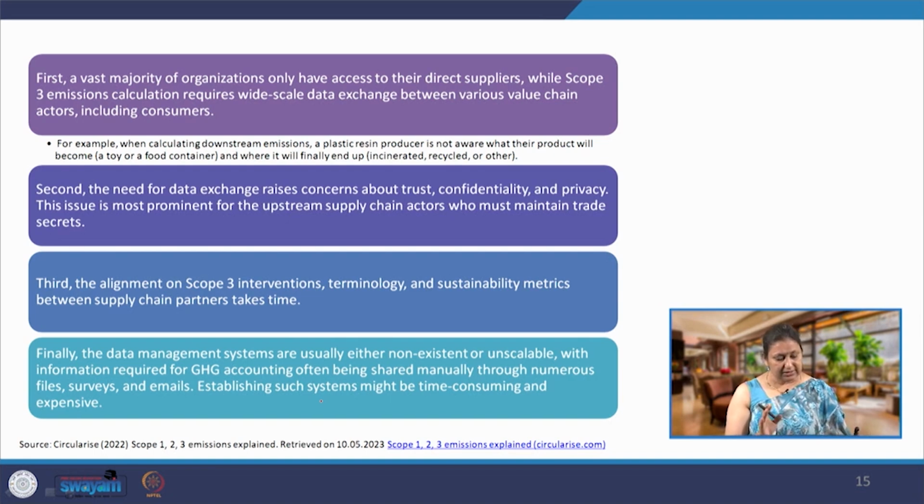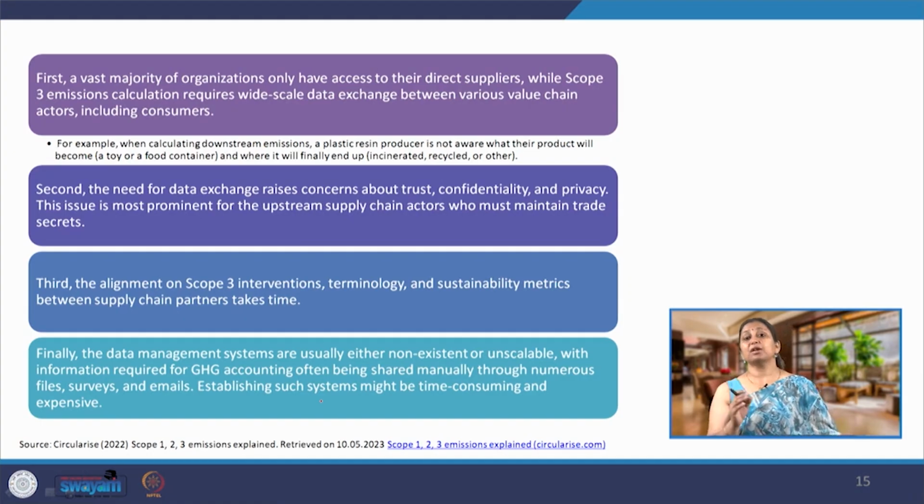And finally, the data management systems are usually either non-existent or they cannot be scaled up with the information required for GHG accounting. It has to be done manually, and that might itself bring in a lot of anomalies or disruptions in the calculations and also in the procuring and assimilation of the data. So, we are talking about huge data sets here, because we are talking about the entire value chain when we are talking about scope 1, 2 or 3 emissions all put together.